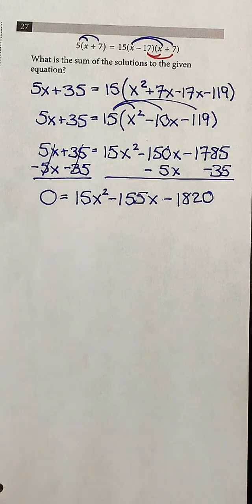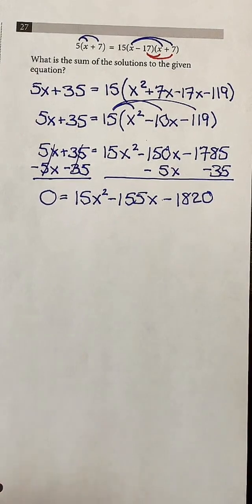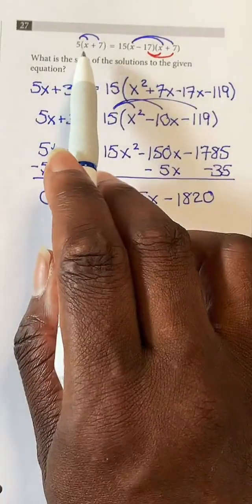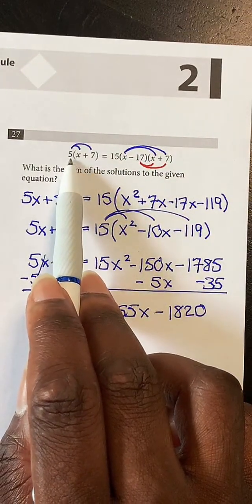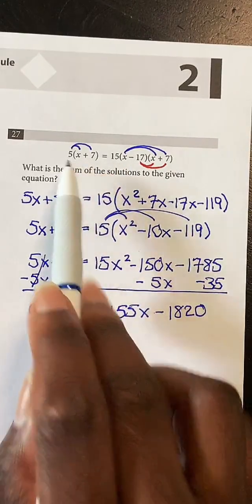Yes, 5. So here's my thing. When I said, yeah, you can do that, from the very jump, you could have divided both sides by 5.